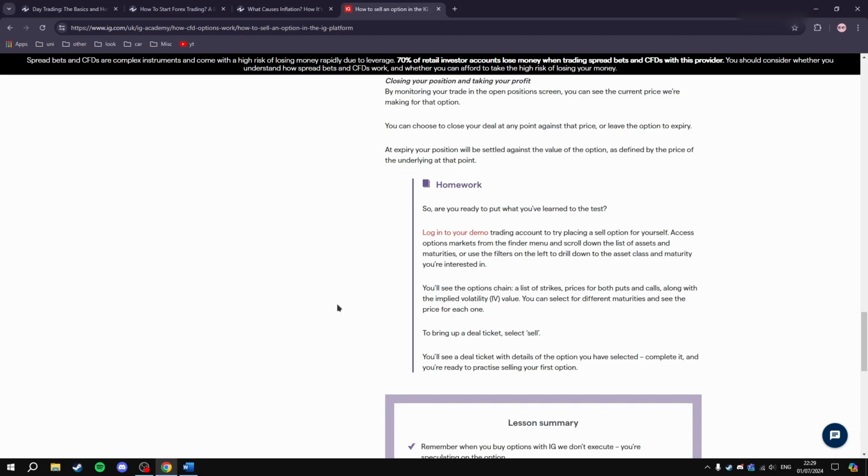But as a seller, can you even close your option? Because you have to wait until expiry to see whether the buyer exercises or doesn't exercise the option, right? So how can you close the trade early though?